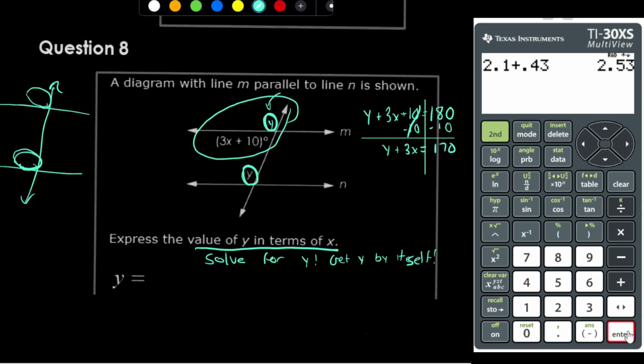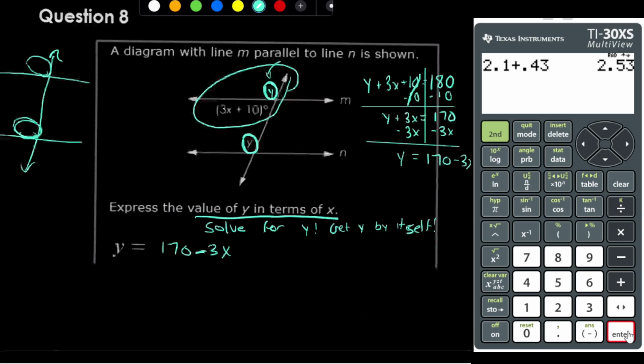So opposite sides means opposite signs. 180 minus 10 is 170. And then we're going to subtract 3x also. We can't combine 170 and 3x, because 3x has an x, and 170 does not. So you would just have 170 minus 3x. And that would just be your answer. That's it.